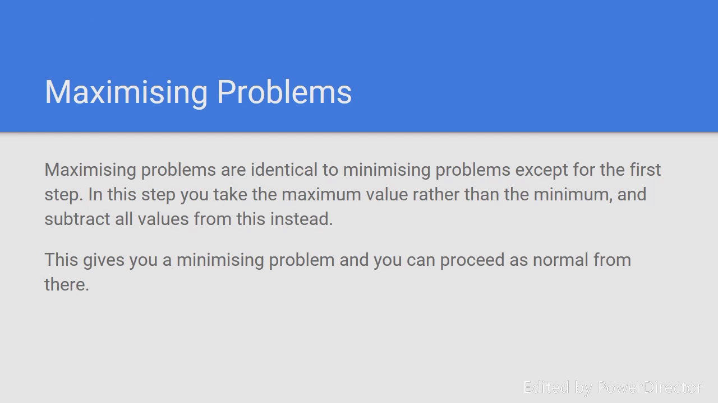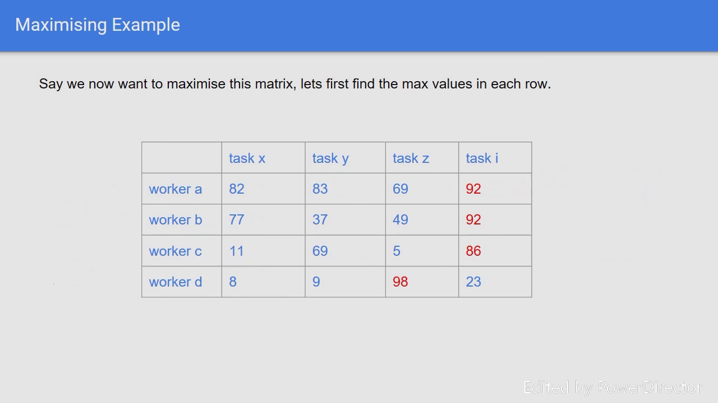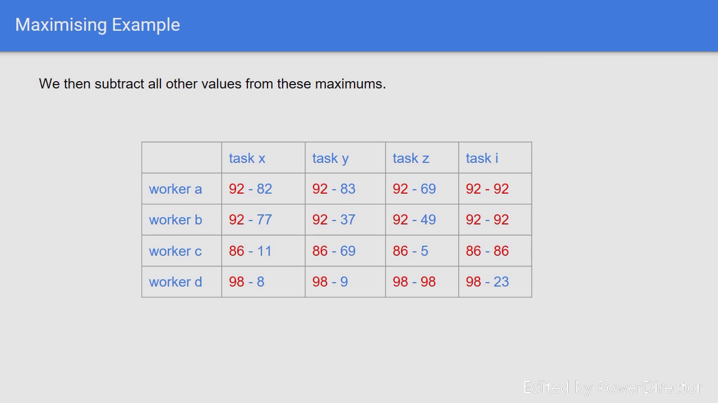Now let's look at a maximising problem. Like non-square matrices, we take an initial step to convert it to a normal minimising problem and solve normally from there. For this initial conversion step, we take the maximum value in every row and then subtract all other values in that row from that maximum. This may sound confusing, so let's have a look at our table again. So now the values of these tasks represent profits rather than cost, and so we want to earn as much money as possible. We start by finding the maximum value in each row. Taking this maximum, we then subtract the values in the rows from this maximum, giving us these results.